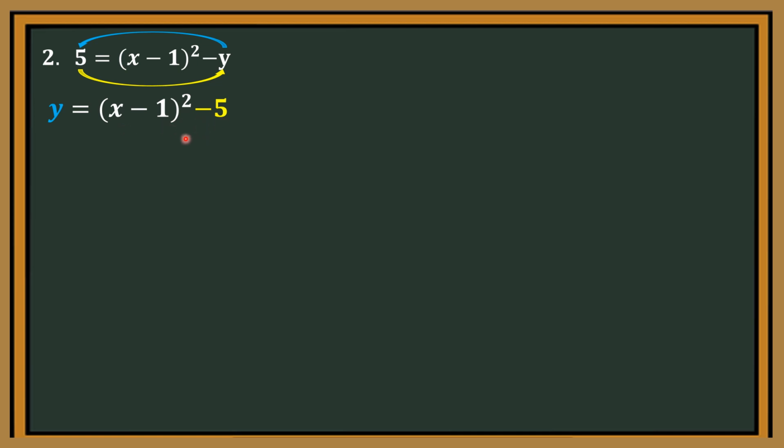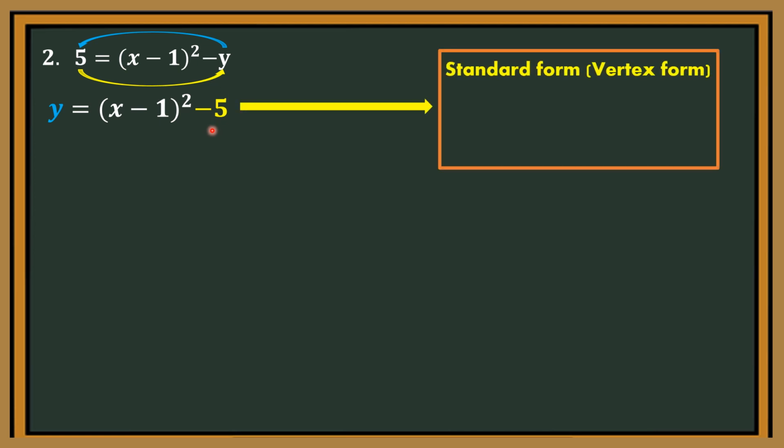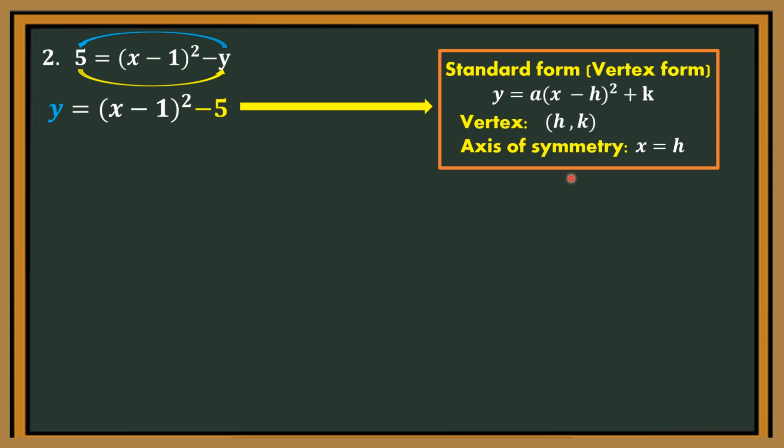So, mapapansin nyo, yung y natin paglipat, nag-positive. Yung 5 natin paglipat sa right side, naging negative 5. So, eto na ngayon yung vertex form or yung standard form. So, palaging tandaan, kapag naka-vertex form tayo, mas mabilis hanapin ang vertex kasi (h, k) lang. Axis of symmetry, x is equal to h. So, apply natin siya sa given na function. Ang vertex natin, (1, -5).